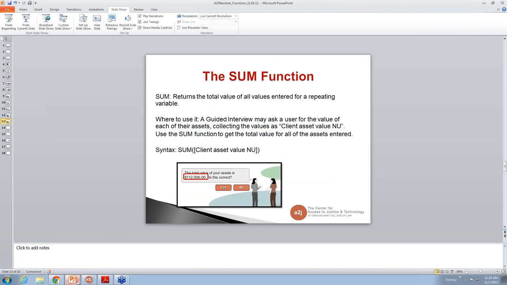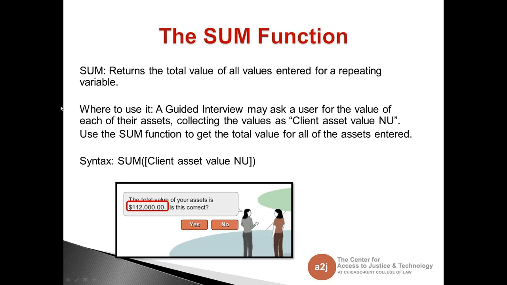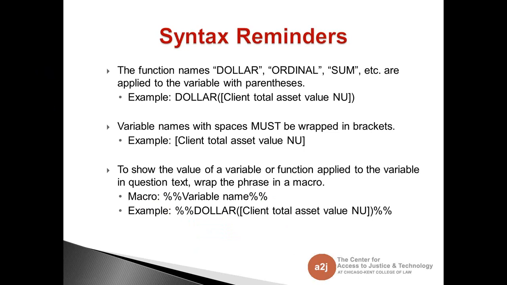All right, so that was our final function in A2J Author here. So to wrap up, a quick reminder about the syntax. The function names, dollar or no sum, date, today, everything like that, need to be applied to variables with parentheses. So the dollar, parentheses, and then brackets again if it has spaces, but for sure you need parentheses on all variables, whether there are spaces or not. The variable names with spaces must be wrapped in brackets. So for example, if your variable is client total asset value NU, there's spaces all over the place in that one. Wrap it in brackets, then put it in the parentheses of the function.